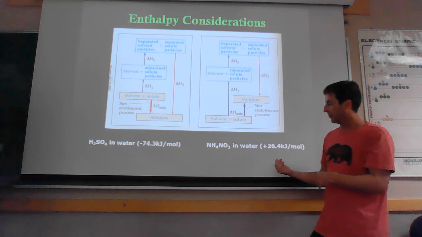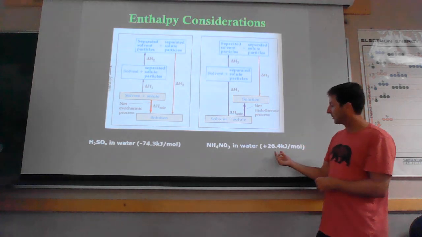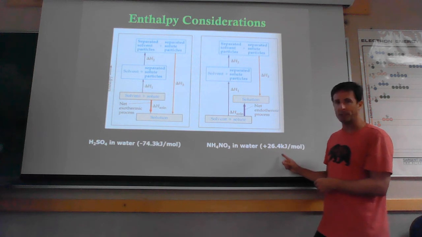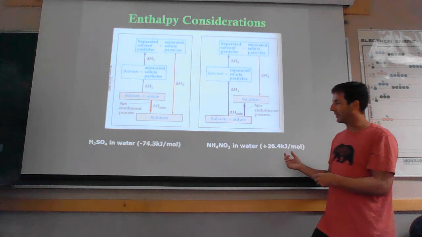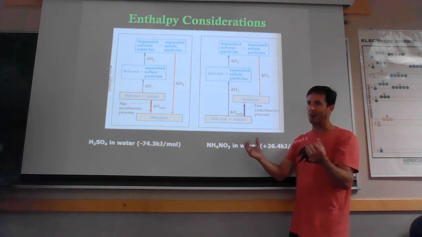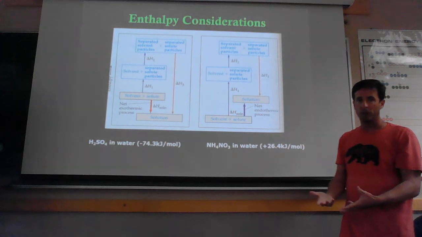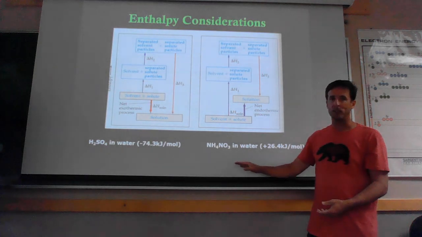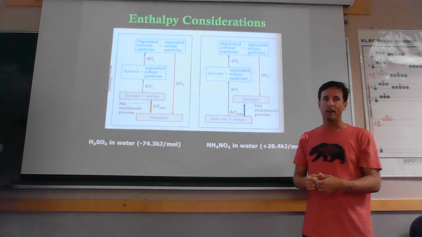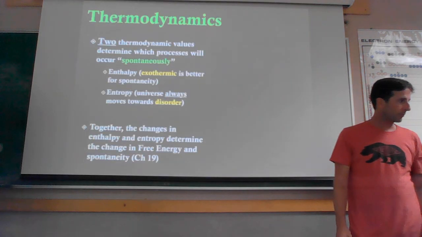On the other hand, if I dissolve ammonium nitrate in water, the delta H for that process is positive 26.4. So basically, if I dissolve a mole of ammonium nitrate into water, it's going to suck all the heat in. The overall solution is going to get cold. Okay, this is actually the reaction that's used if you ever buy a cold pack to keep your hands cool or something like that.